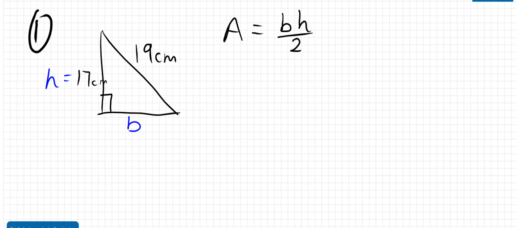That 19, I can see it's opposite the right angle, so that is my hypotenuse, the longer side of the triangle, but I don't need the 19 centimeters. I need height and base. So height I can see is 17, but what is my base? They haven't actually given it to us. So that's where we have to brainstorm and realize we have to use Pythagoras to find the length of the base. So we'll do that first. So to find B, let's use Pythagoras.